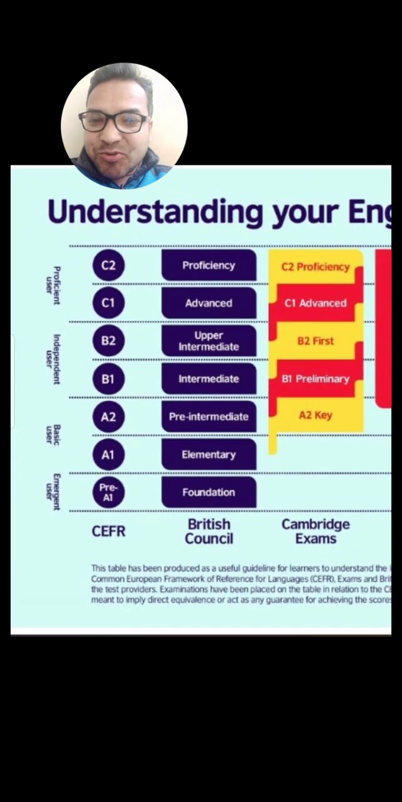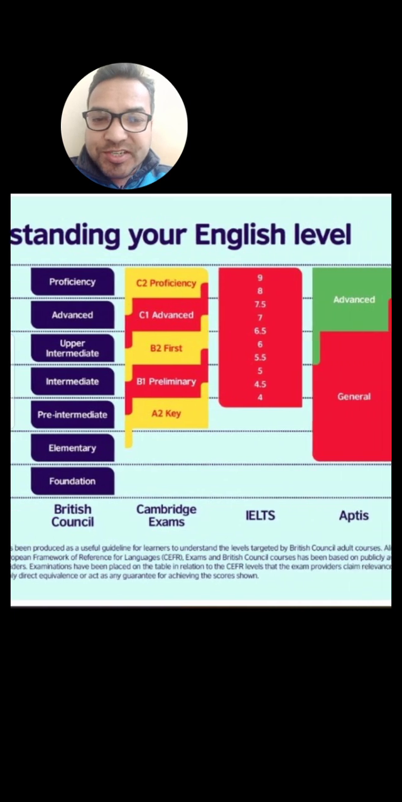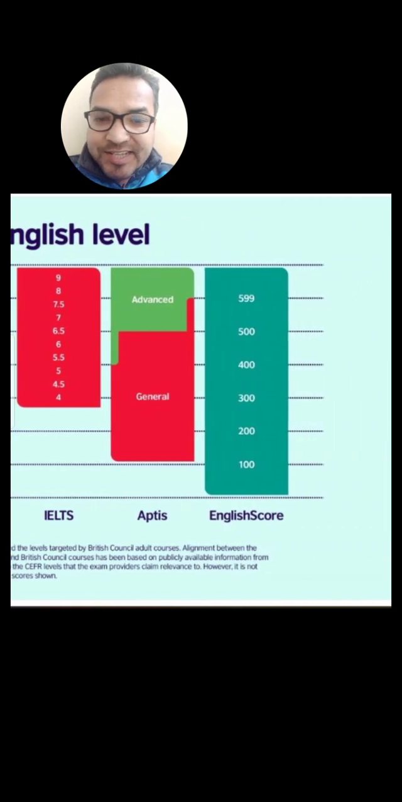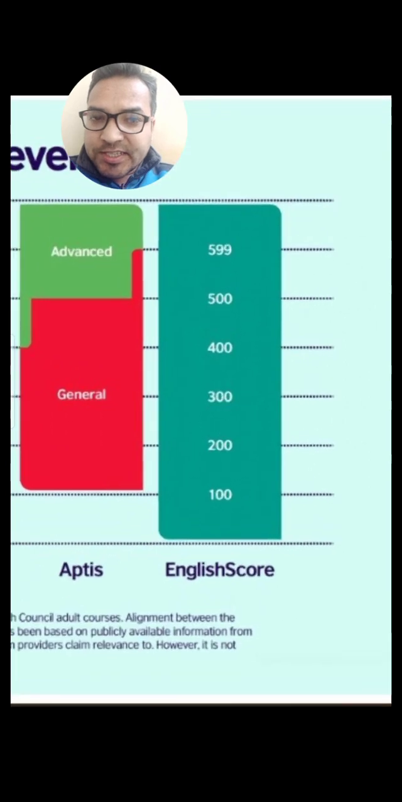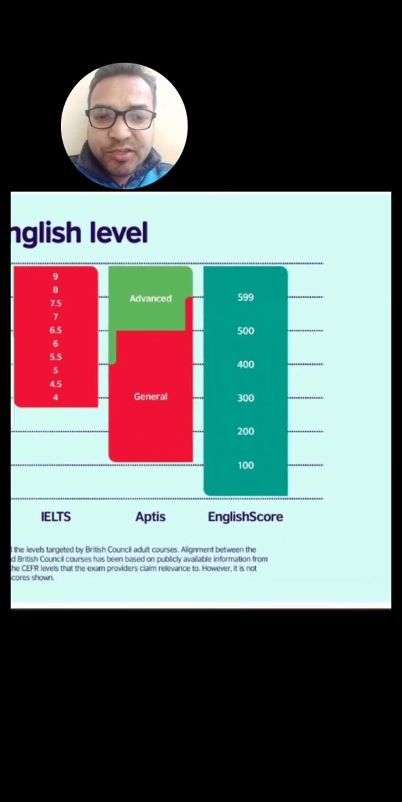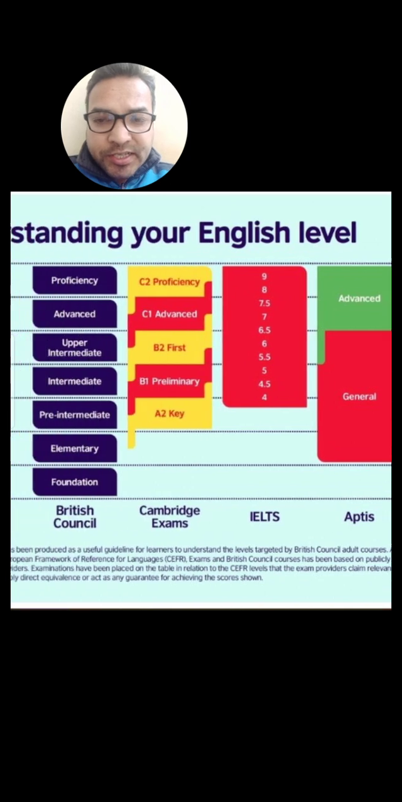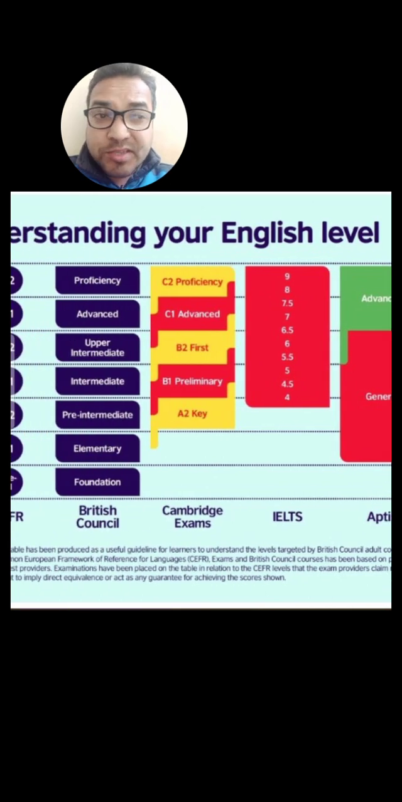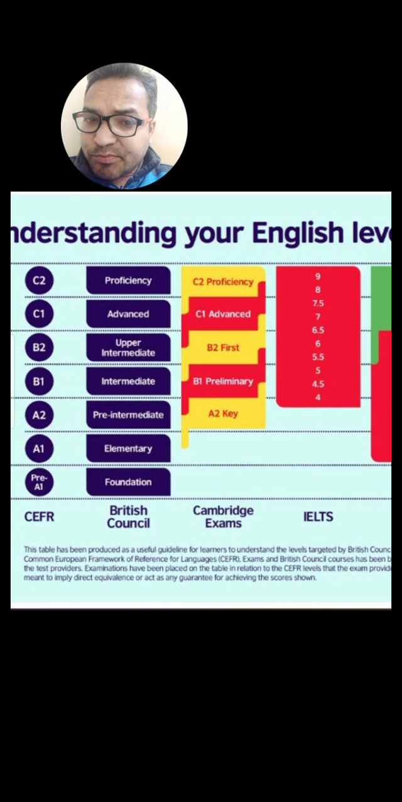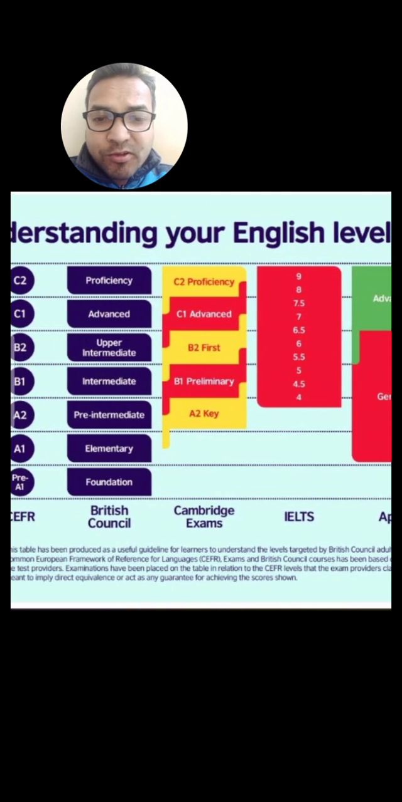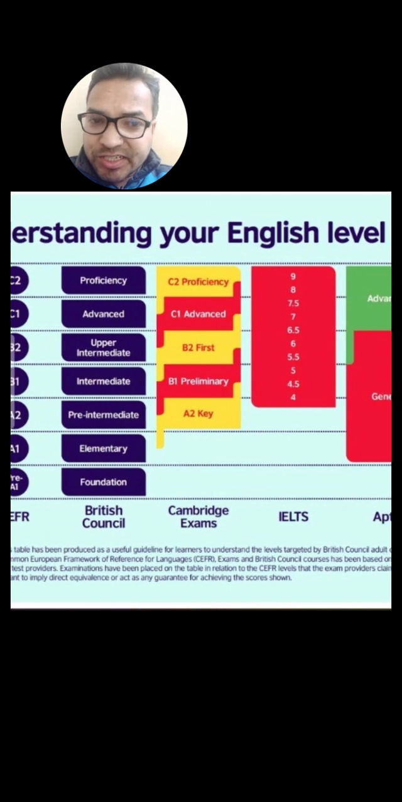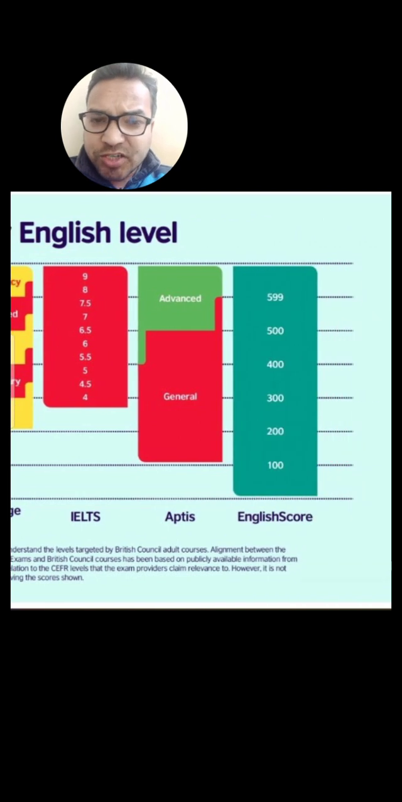Now let me tell you what the scores are and how it scores. This is the scoring range: you can see from 100 to 599. If you score like 100 to 200, then you fall in the elementary level, which means you need to improve your level more; you have the basic knowledge of the English language. If you score at A2 level, you fall in pre-intermediate, then intermediate and upper intermediate. In this way, they have the structure like this: 100, 200, 300, 400, 500, and 599.